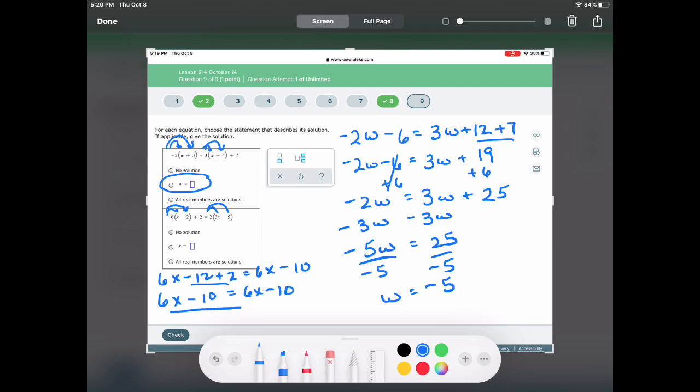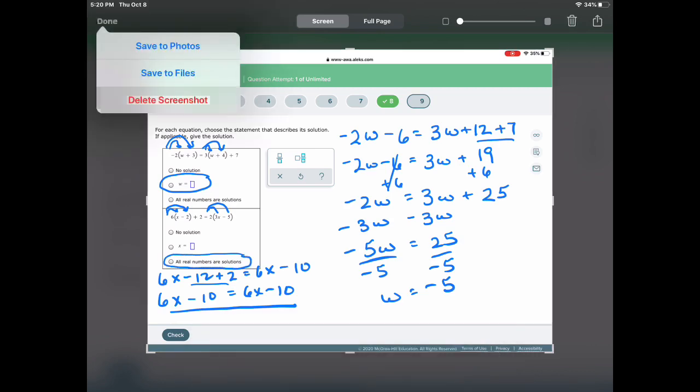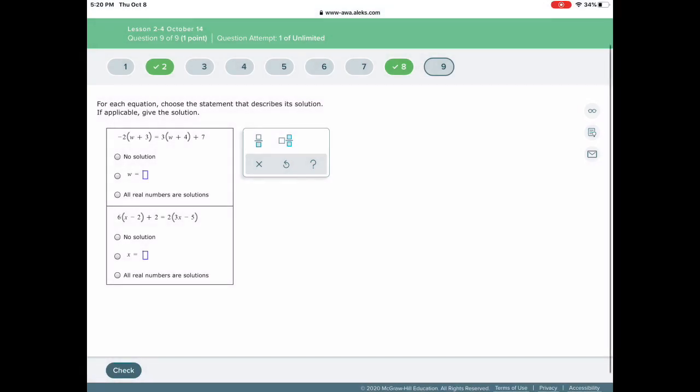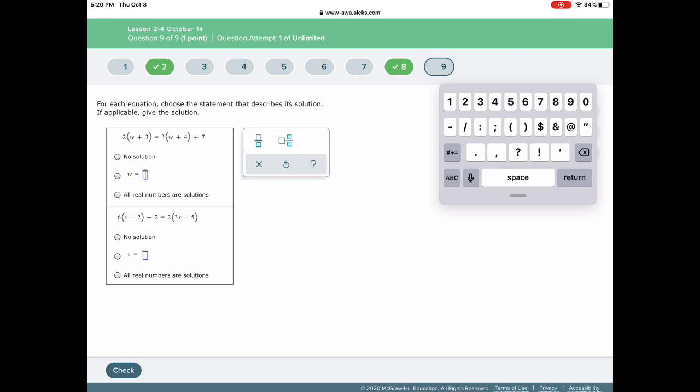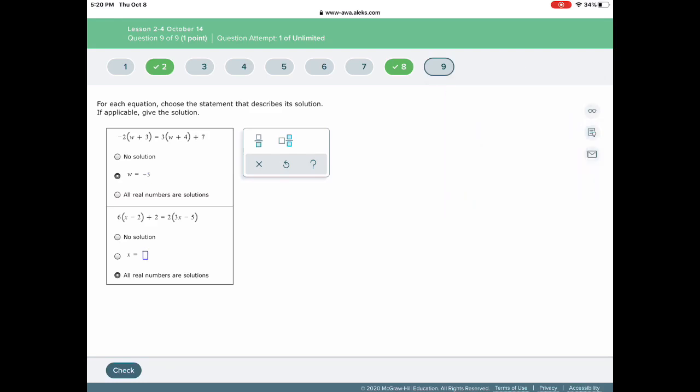Well, there we have an identity. That means that all numbers are going to be solutions. So I can go back and check those. Negative 5, and then all real numbers are solutions. Negative 5. Whoops, don't want that. I want that. Check.